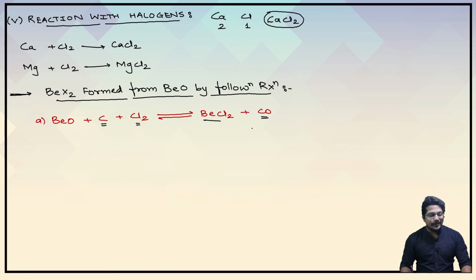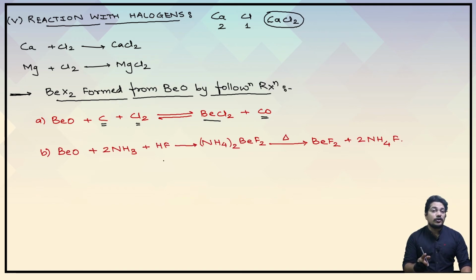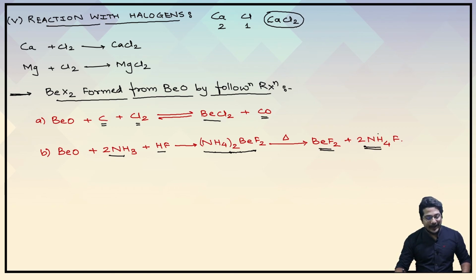Talking about the second method for production of fluorides, especially for beryllium fluorides. Then, BeO plus 2NH3 plus HF gives me an intermediate compound which is (NH4)2BeF2. Now this compound (NH4)2BeF2 on heating gives me BeF2 plus 2NH4F, that is ammonium fluoride. इस compound का नाम क्या आ जाएगा? The name of this compound is ammonium fluoride.